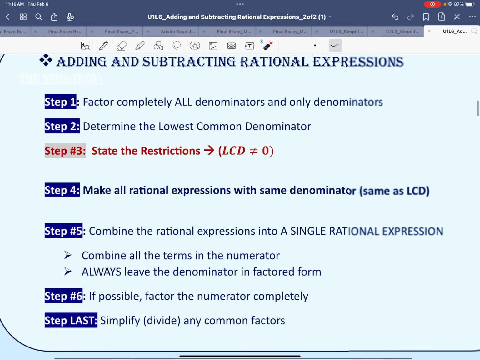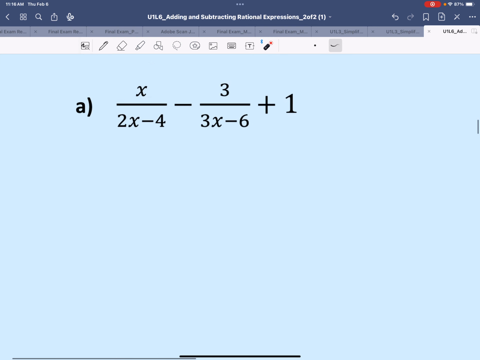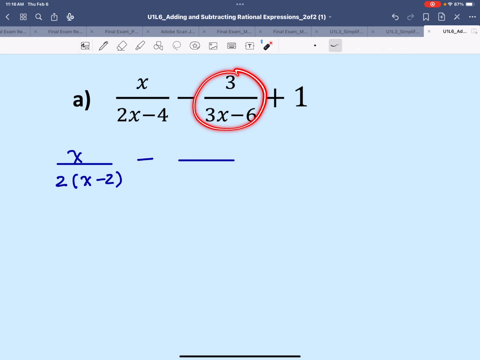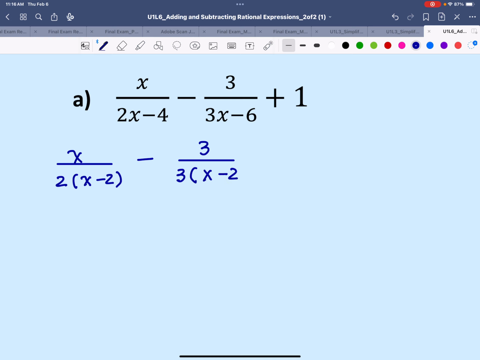Remember, step number 1 would be factor completely all denominators and only the denominators. And that's what we're going to do. So we have x in the numerator. Nothing happens to the numerator, but the denominator in factored form, we can take out 2, which is the greatest common factor, and then x minus 2. Minus, in the next rational expression, here we have 3. And then 3 is a common factor in the denominator, and then x minus 2. And then plus 1 over 1.